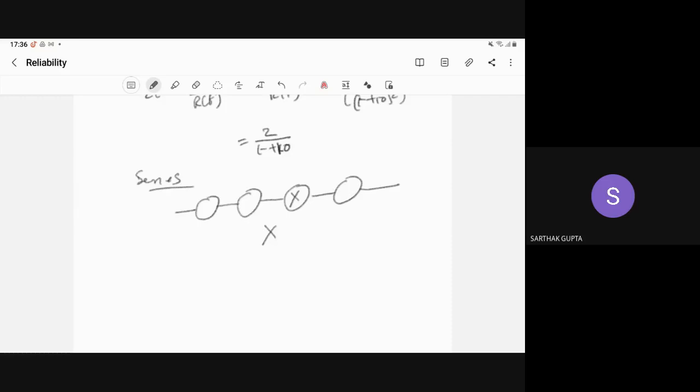Can anyone tell where you have seen this example? Serial lighting. Yes, the Diwali lights.